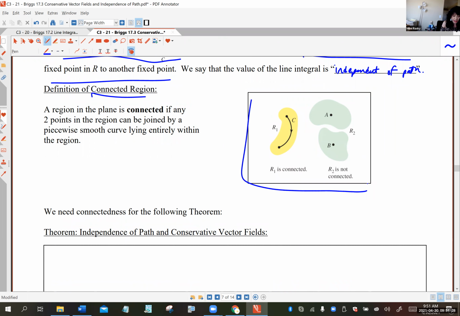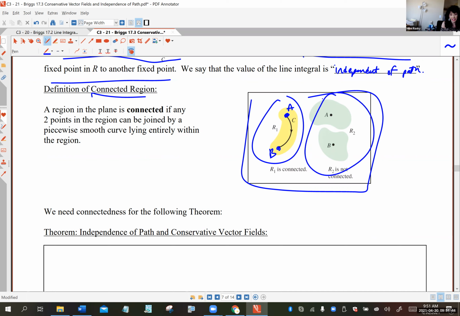So here's a picture right here that tells you what it is. A connected region looks like that. So what does it mean? If you've got point A and point B here, you can get to point A and B and you can stay in the region.